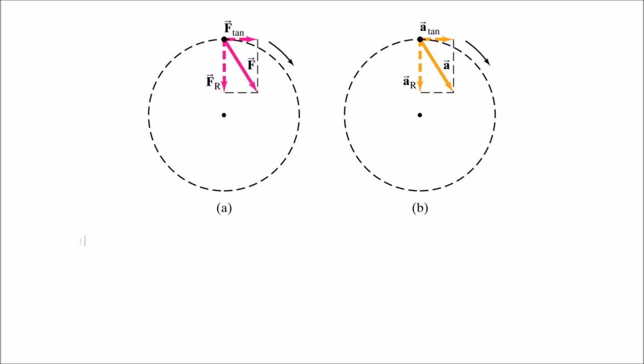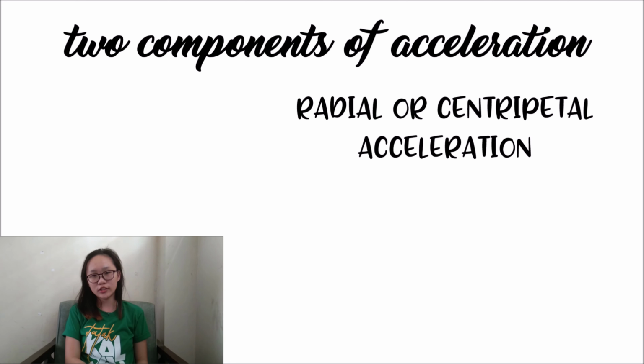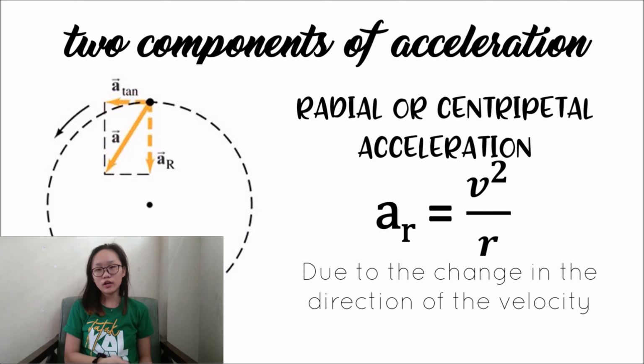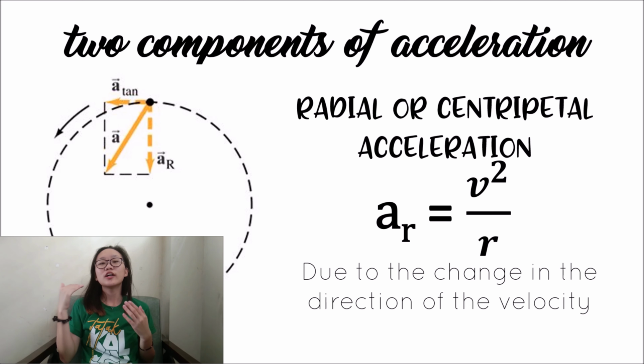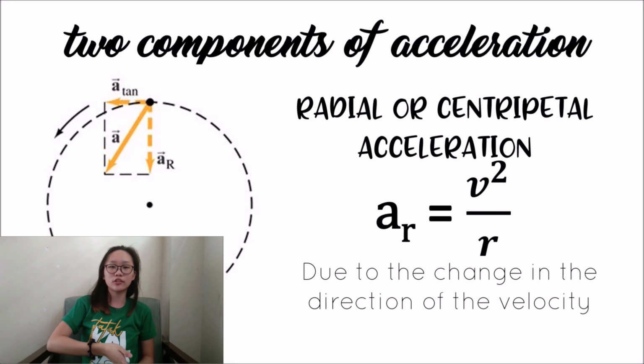Another difference of non-uniform circular motion from uniform circular motion is that other than the radial acceleration, it also has tangential acceleration. So if an object is moving in a circular path but at varying speed, it must have tangential acceleration as well as the radial acceleration, as seen in the diagram above. Radial or centripetal acceleration is due to the change in the direction of the velocity. The formula of radial acceleration is given previously, which is a sub r equal to v squared over radius r. As seen in the diagram above, the radial acceleration points towards the center of the circle.